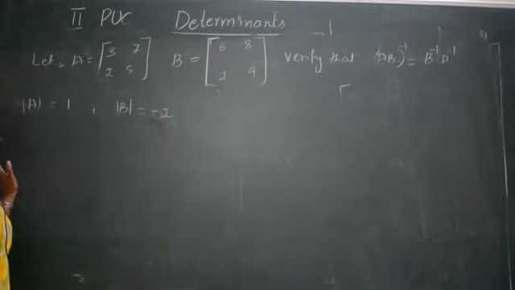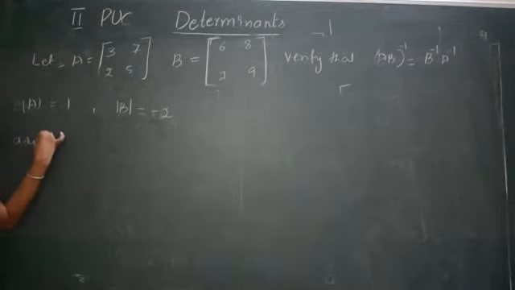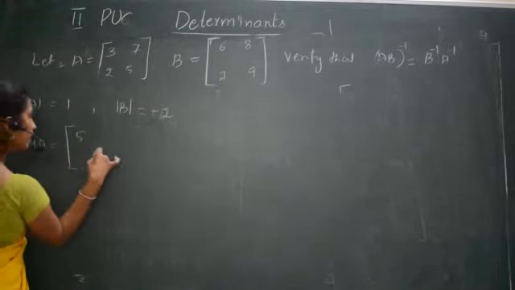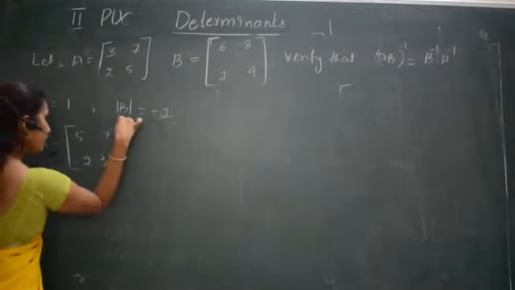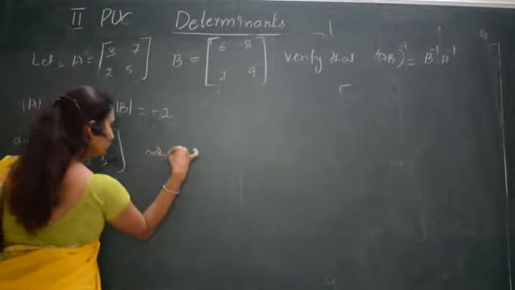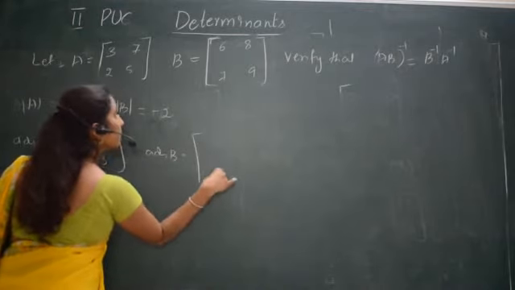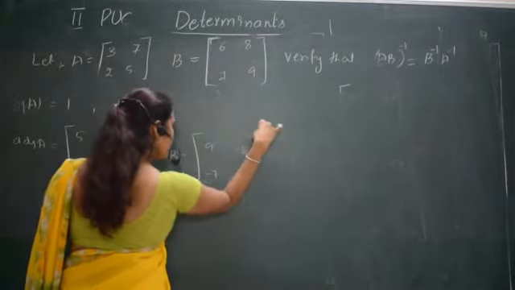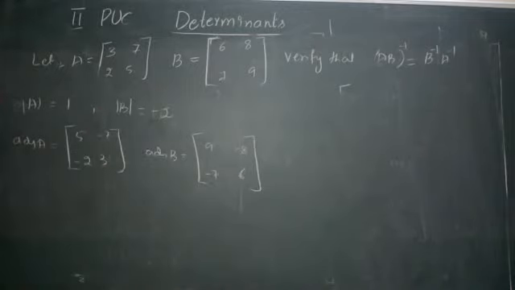So both are not equal to 0. Therefore, we can calculate the inverse. Then we have to calculate the adjoint of A. Adjoint of A, by interchanging, is 5, minus 7, minus 2, 3, and adjoint of B is 9, minus 6, minus 8, minus 7. We have calculated both adjoints.